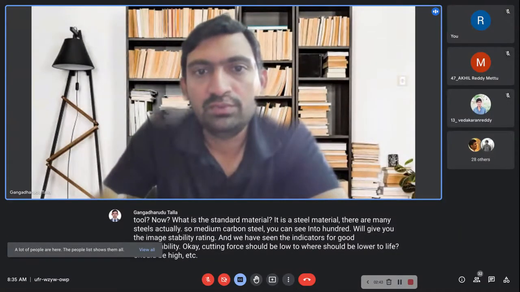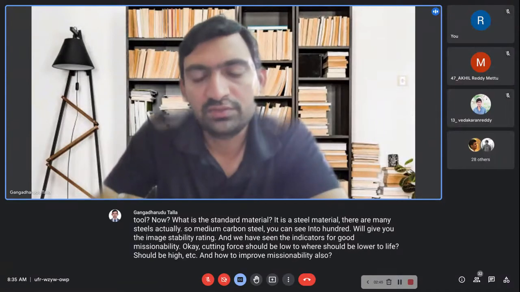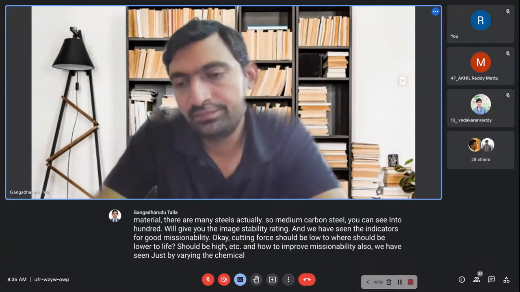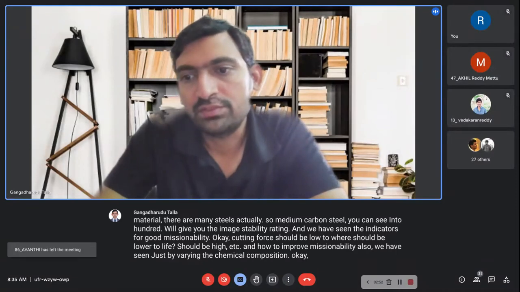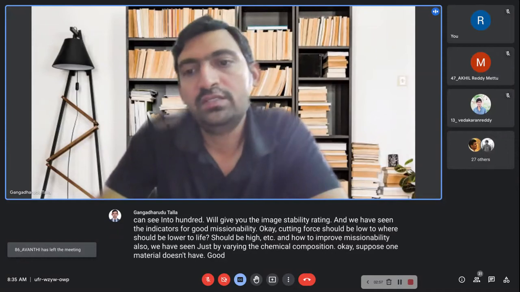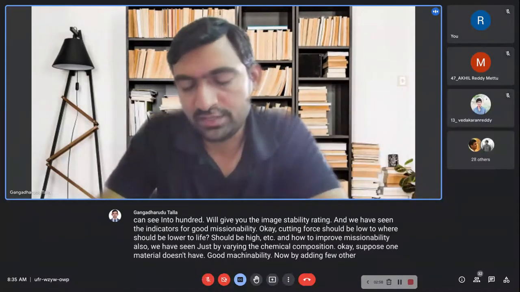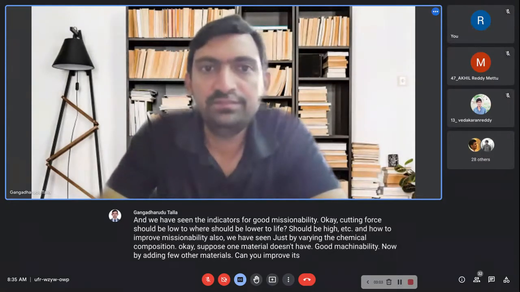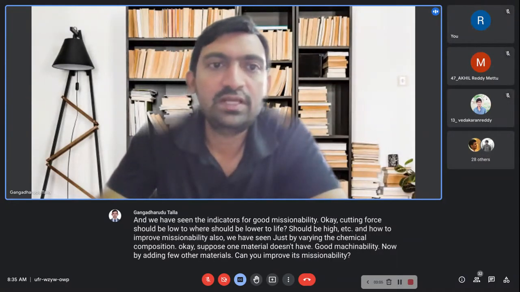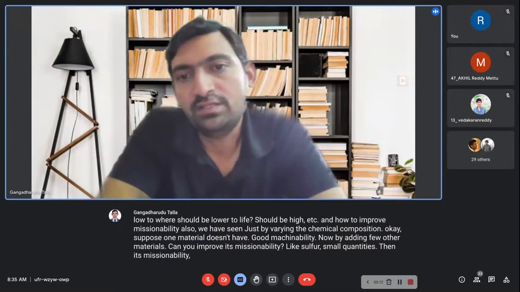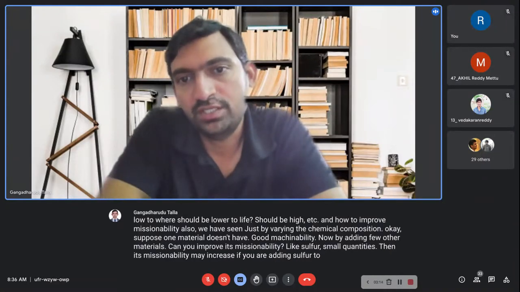And how to improve machinability also we have seen, just by varying the chemical composition. Suppose one material doesn't have good machinability. Now by adding a few other materials, can you improve its machinability? Like sulfur, in small quantities. Its machinability may increase if you are adding sulfur to steel, etc.